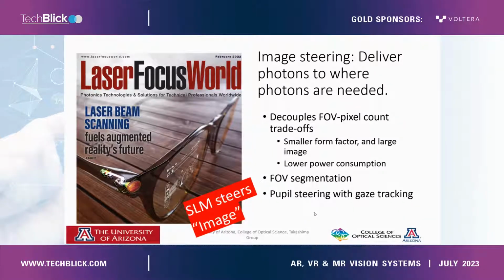Before getting into detail about what we are doing, here is what I'm thinking. What's the benefit of image steering? To deliver photons to where photons are needed, in time and on demand. First benefit is that by steering the image, we can decouple FOV pixel count trade-offs. For example, if we want to display large and high definition images, we have to have many pixels. Then how can we decouple this FOV pixel count trade-off?